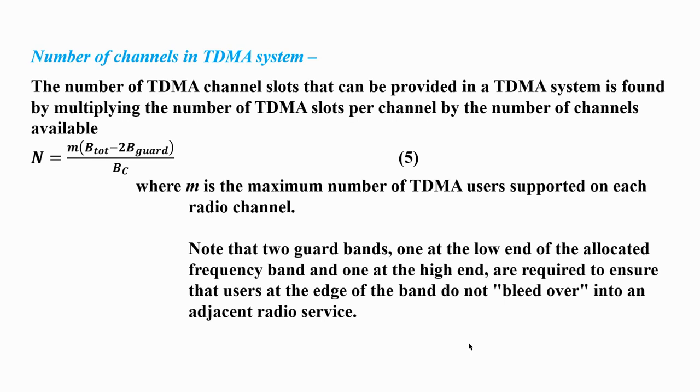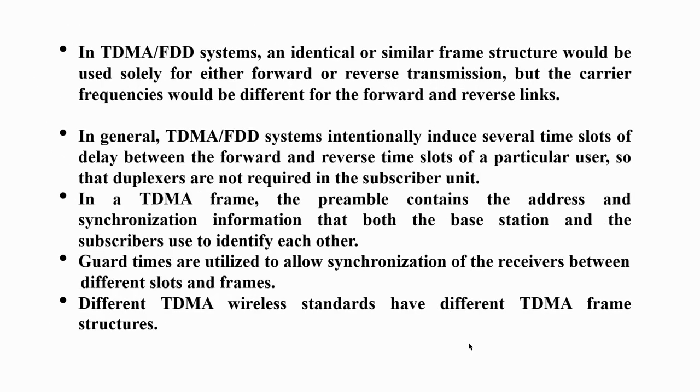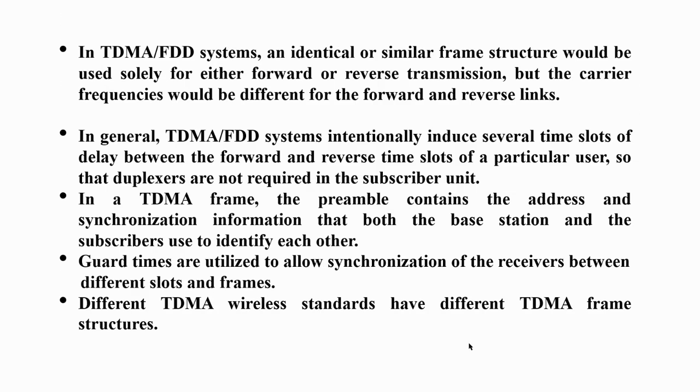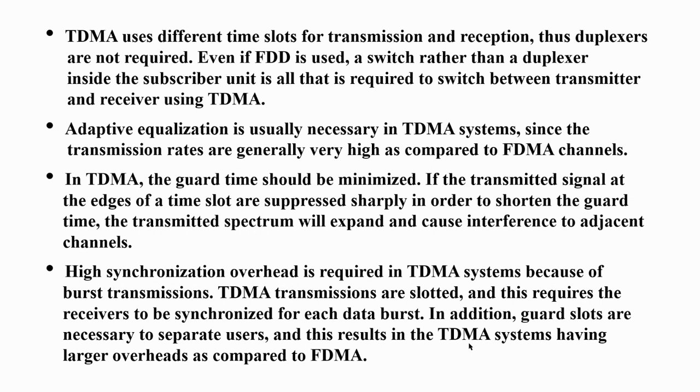To summarize, in FDMA we use different frequencies to transmit the information, but in TDMA we use a single carrier frequency and transmit with the help of different time slots. In FDMA we require duplexers at the transmitting and receiving end, but in TDMA we don't need duplexers at the transmitting and receiving end. The only thing is that in TDMA the data are transmitted as bursts, so we need adaptive equalization and synchronization at the receiving end.